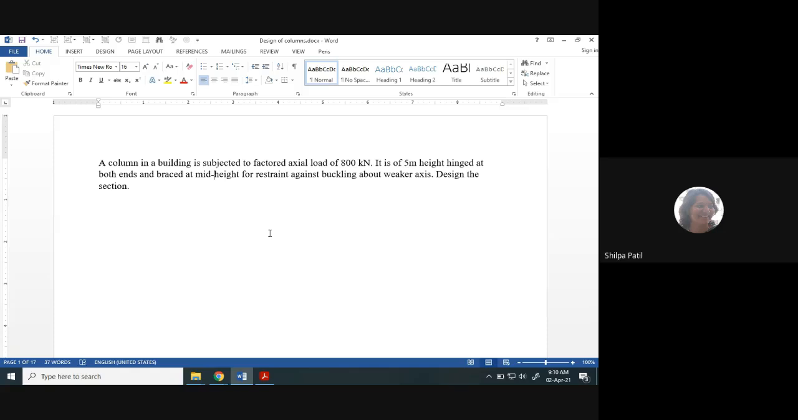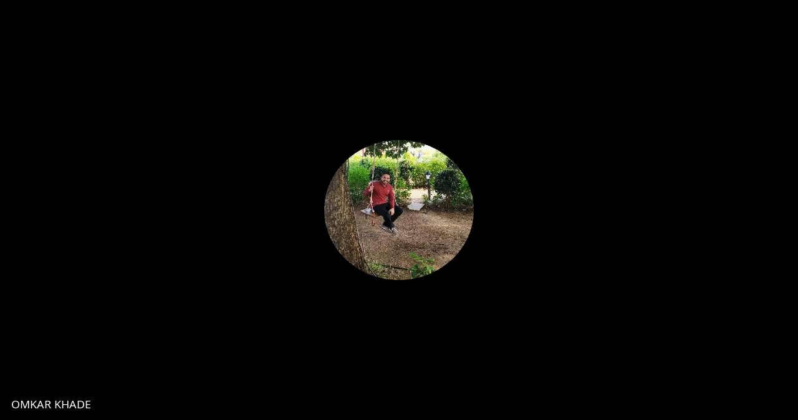The first step, what is the first step? Can you tell me what is the first step? Assuming FCD. Yes, we have to assume the FCD value. So for a column, what should be the value of FCD? 160 Newton per mm square.